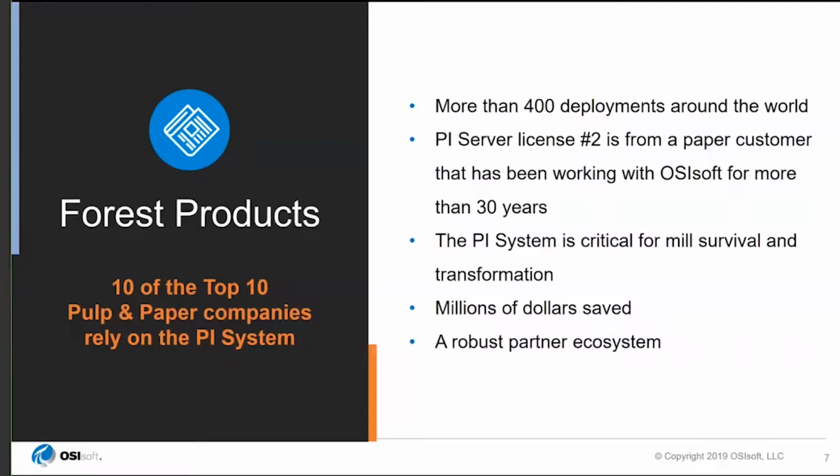And just to get started, for those of you that do not know OSIsoft very well and what we do with the forest and paper products industry, I just wanted to give you a quick introduction of our footprint in this industry. So we have more than 400 deployments around the world. Among them are the top 10 companies for pulp and paper, and we've been working with pulp and paper for more than 30 years now. The PI system throughout this time has become critical for mill survival and transformation, and later on you will see some of the use cases that customers have been using solely the system or some of our partner solutions out there in the market.